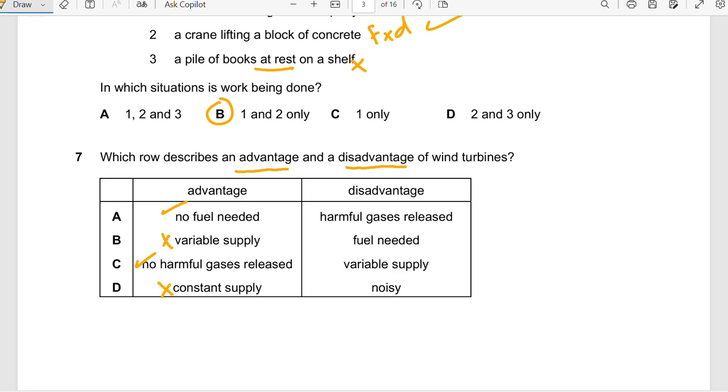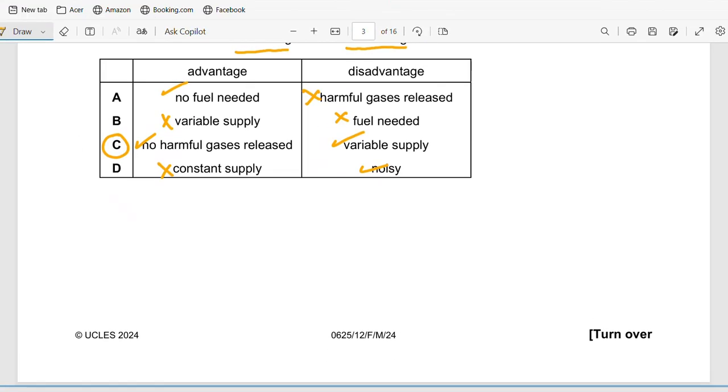Disadvantages, harmful gases released. No, actually, there's nothing like that. Fuel needed, it doesn't need a fuel. Disadvantage, variable supply. Yes, this is a disadvantage. Noisy, yes, it can be noisy. So which option is correct for advantage and disadvantage? It is actually option C. I hope it's clear.